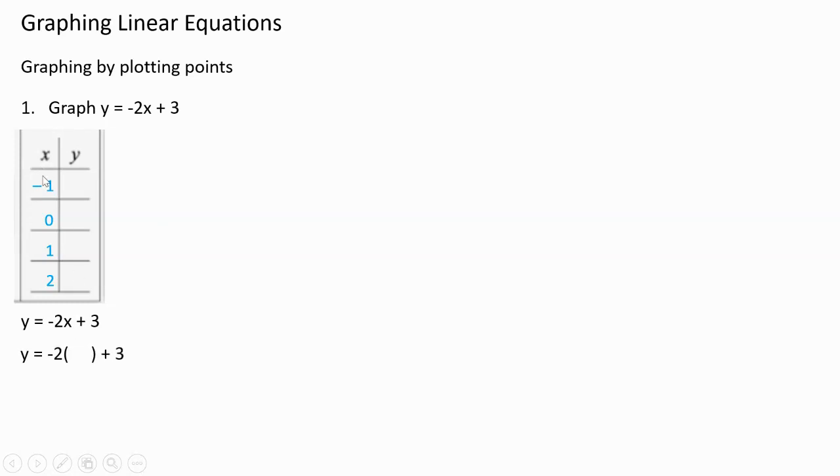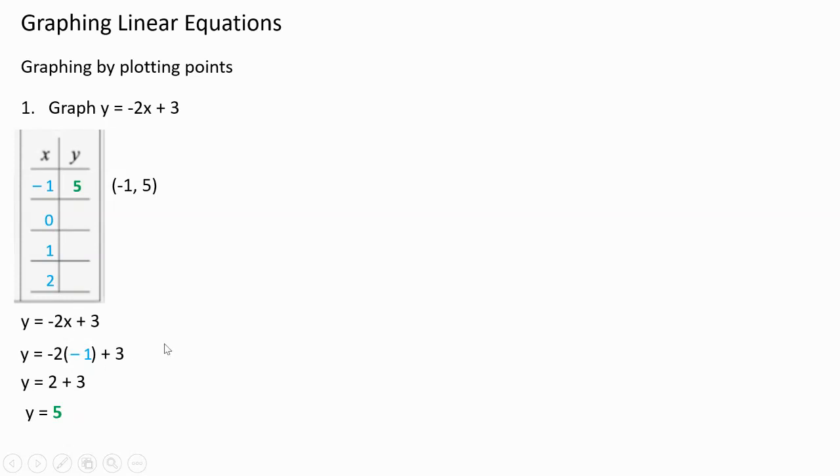Now, when x is negative 1, I'm going to plug in the negative 1 where the x is, and all you do is evaluate or simplify. So negative 2 times negative 1 will give us a 2, and 2 plus 3 is 5. So when x is negative 1, y is equal to 5. What's the ordered pair, or what's the point? The point has an x and a y. The point will be negative 1, 5. And these are the ones that are going to be plotted on the graph.